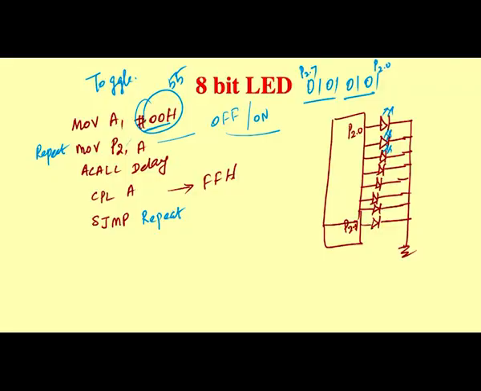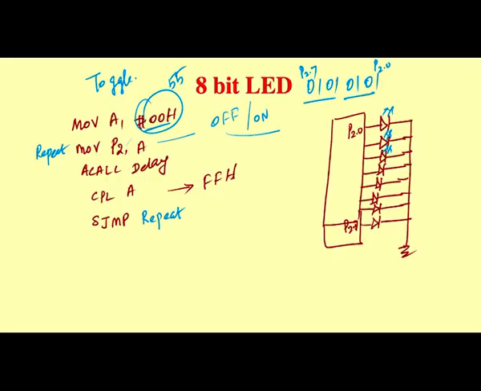Suppose I am asking the 8 bits to be on and off. That is toggle, so what will you do? Yes, CPL A. CPL A means 00 becomes FF. Now, you simply pass it to port 2 and call the delay. So, use a short jump to repeat.